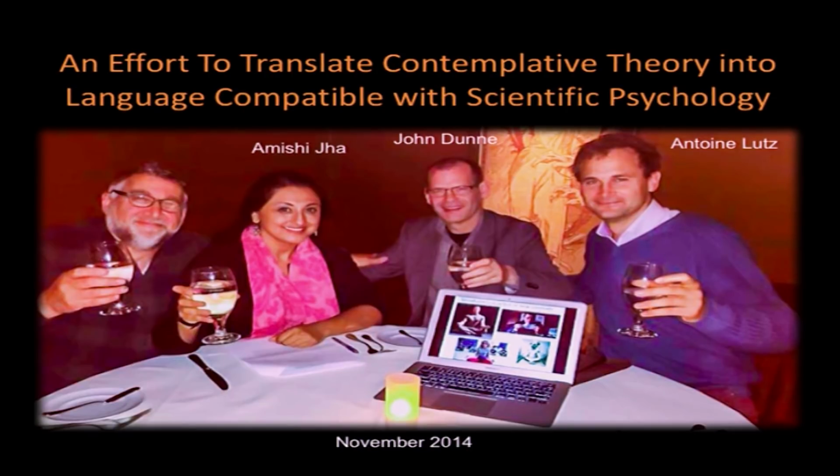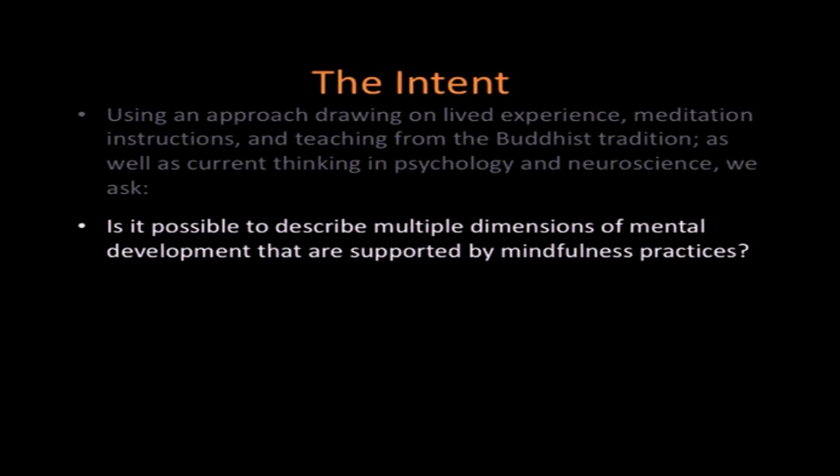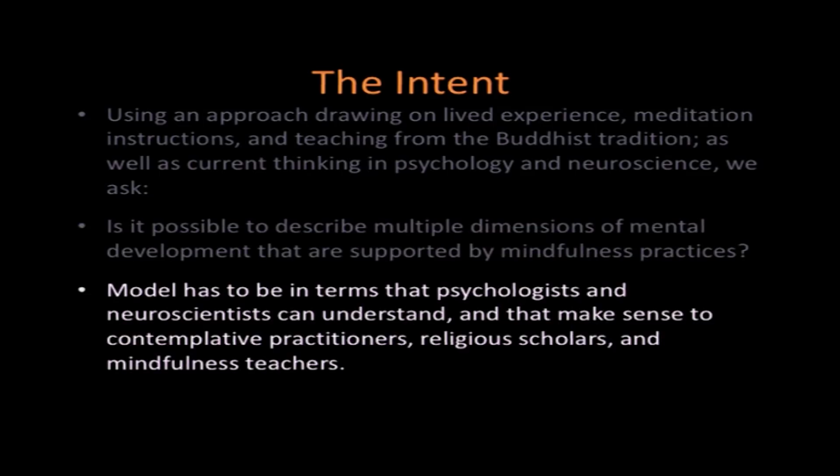So now I'm going to briefly talk about an effort to translate contemplative theory into language compatible with scientific psychology. This is work that I did collaboratively with Amishi Jha, John Dunn, Antoine Lutz. We want to use an approach based on lived experience, meditation instructions, and teaching from the Buddhist tradition, and current thinking in psychology and neuroscience. Can we map multiple dimensions of mental development that are supported by mindfulness practices? And this model has to be in terms that many different disciplines can understand.